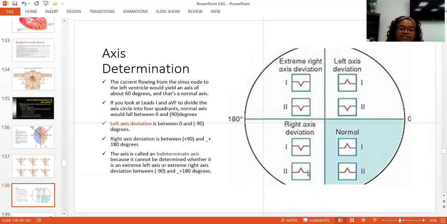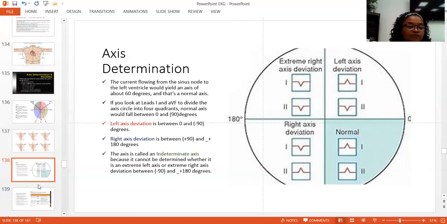The axis is called an indeterminate axis if it falls up here in this area right here, call it extreme right axis. And it's called indeterminate because sometimes they can't tell if it's extreme right or extreme left. But here in this area right here is like no man's land. It is what you do not want. You do not want an axis that falls in this area on a patient because it's not good. So moving right along.